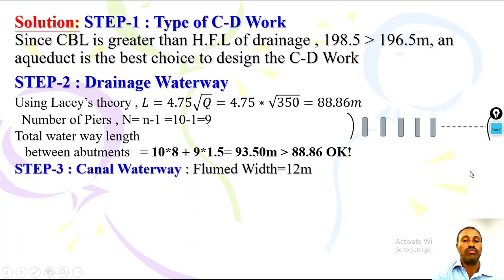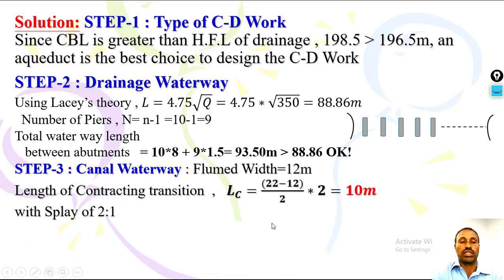The next step will be the canal waterway. So since the flume width is 12 meter, it is given. Now let's calculate. So the length of contracting transition with a splay of 2 to 1. Since you are given 22, which is the width, minus 12, which is the flume width, over 2, which is the ratio, then multiplied by 2. Then you get 10 meters. This is the length of contracting transition.